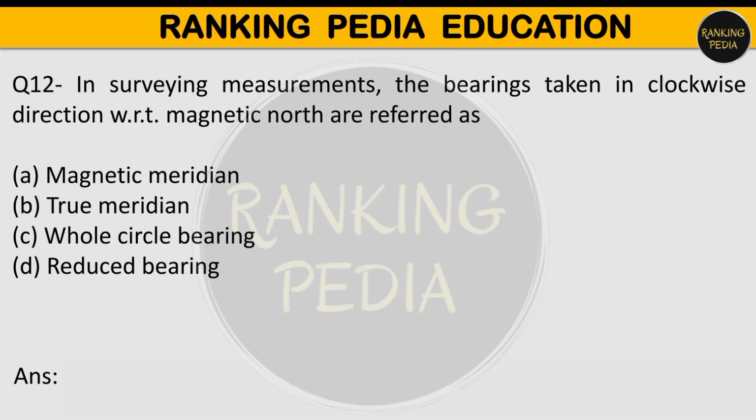Next question is, in surveying measurement, the bearing taken in clockwise direction with respect to magnetic north is referred to as. So your options are magnetic meridian, true meridian, whole circle bearing, and reduced bearing. Option D. In surveying measurement, the bearing taken in clockwise direction with respect to magnetic north is referred to as whole circle bearing. That is also called azimuthal bearing. That is option number C, whole circle bearing.